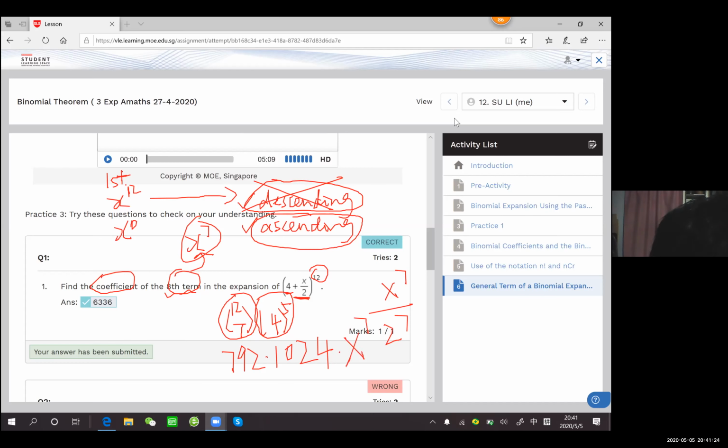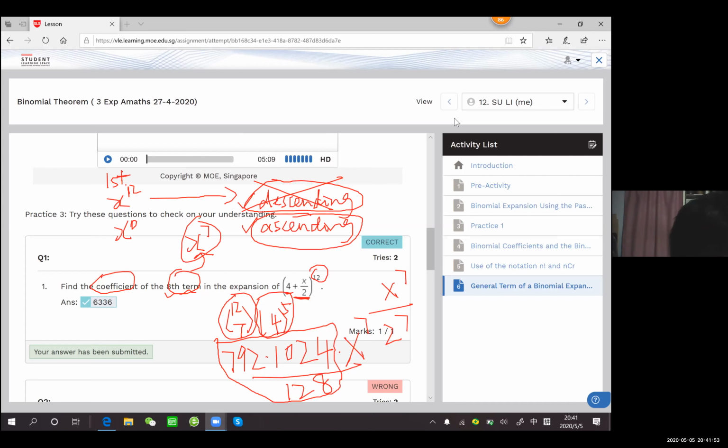2 to the power of 7 is what? 128, is it? Yeah, okay. That's why, lah. So now your focus will be this one. This one will be the coefficient. So what do you get? I get 6336. Okay. So that means my assumption is correct.